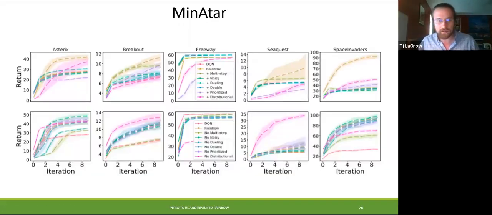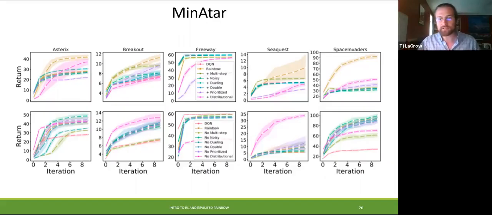And so here are the results from the different games. Here we have Asterix, and they still do the same, adding in all of the components from DQN, and then removing them as well. What they find is that the performance of the different components is not uniform throughout all the environments, a finding which is consistent with the results observed in the original Rainbow paper.